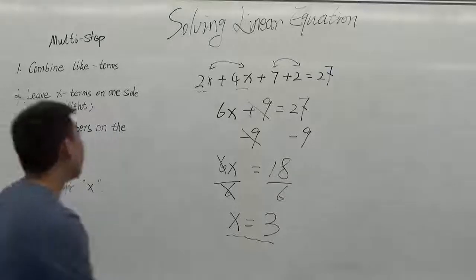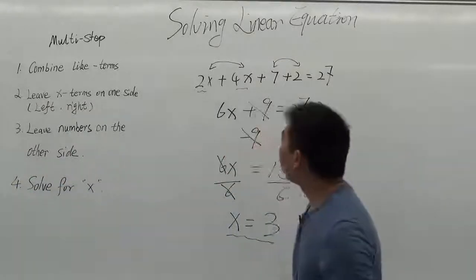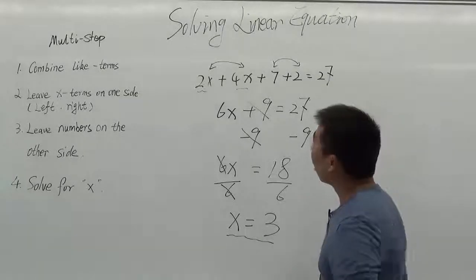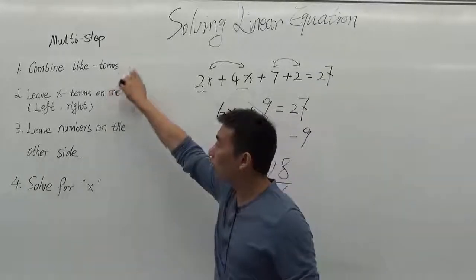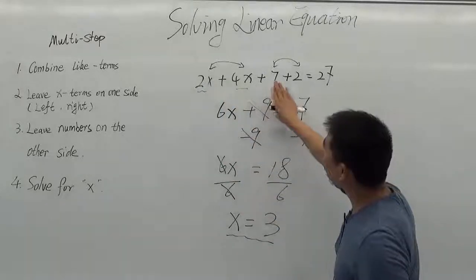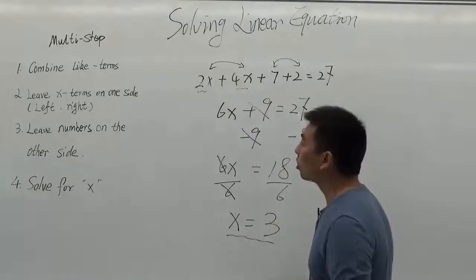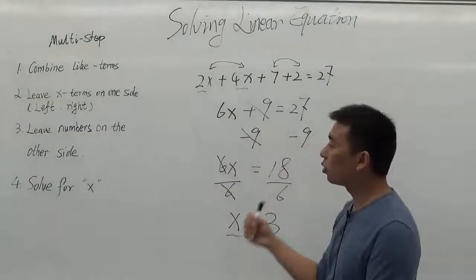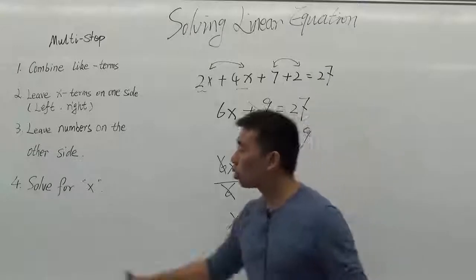So just to review this video, what we did is that there are different types of multiple step linear equations. The first step, generally, is to combine the like terms. Like here, we have terms with x and terms with numbers. We need to combine them first. Then leave the x terms on one side, then move the number to the other side. Then finally we can solve for x.